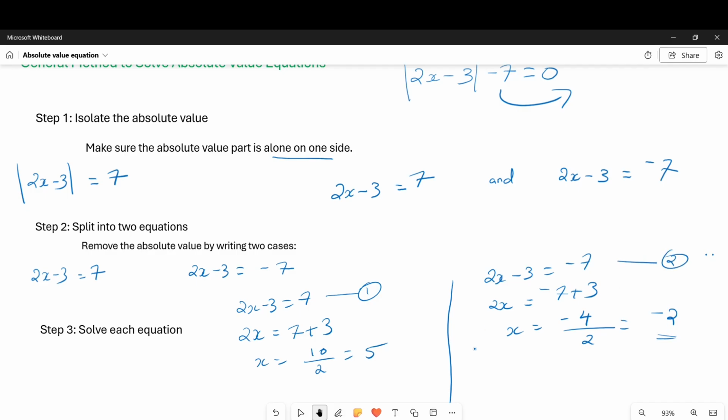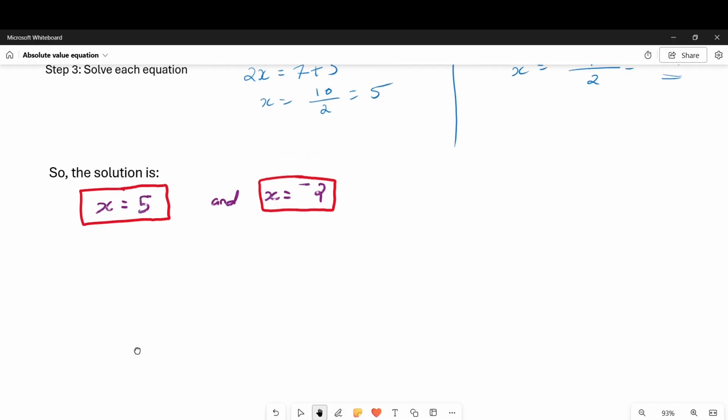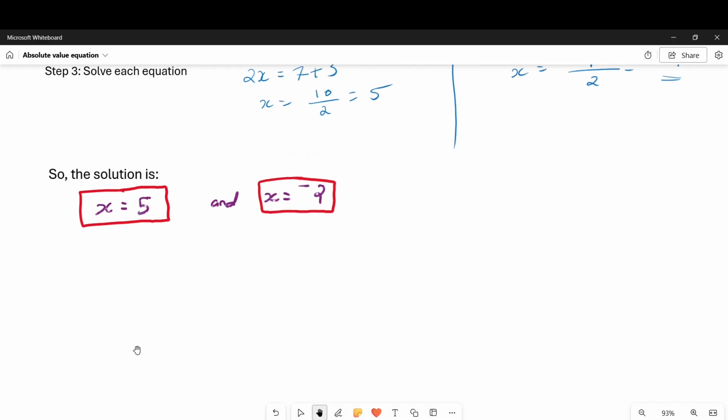Okay, so we have x values: x is equal to 5 and x is equal to minus 2. So we got two values here. Now what we're going to do is check which of these answers is correct.